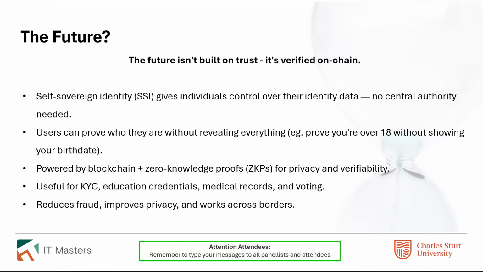So what's the future of blockchain? Well, the future isn't built on trust, it's verified on chain. And this is a little bit of what I believe, and hopefully you've taken away some of this. So, self-sovereign identity, meaning you can now control your own identity. You don't have to share pieces of paper or passport information or photos of this and photos of that. So there's no central authority needed for storing this information. Obviously, there needs to be an issuer, but there doesn't need to be these companies that store this information.